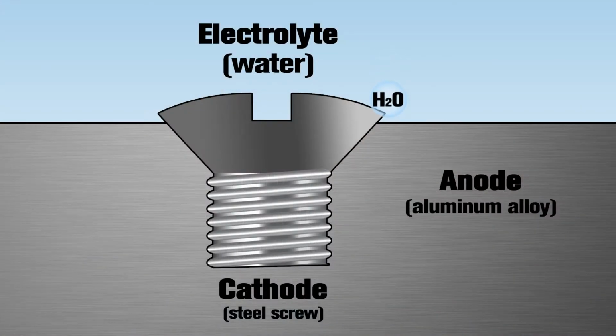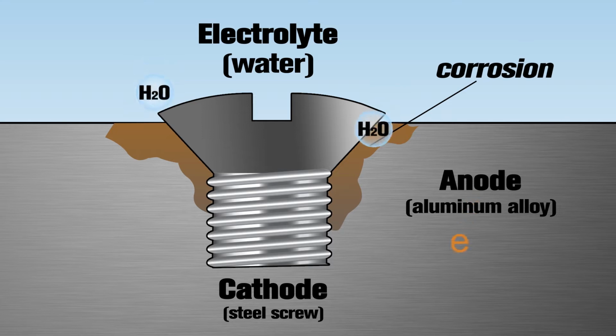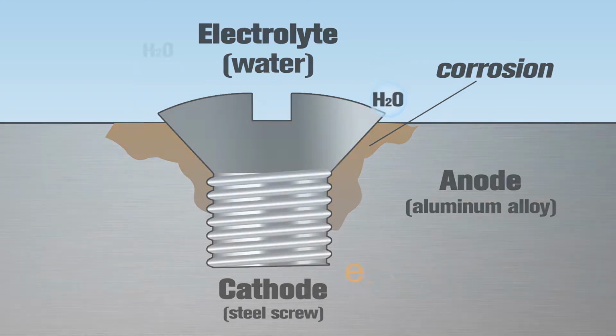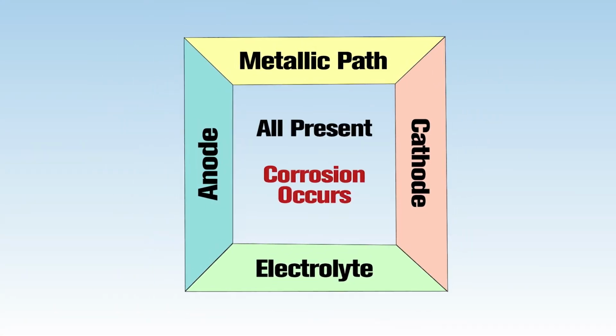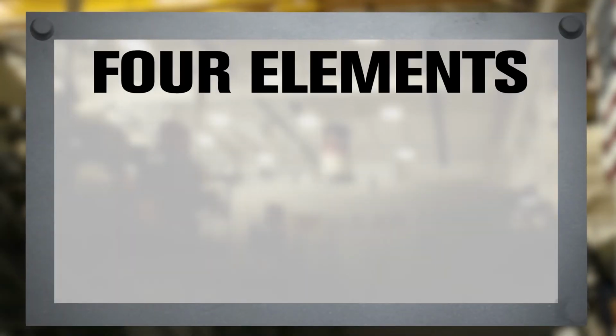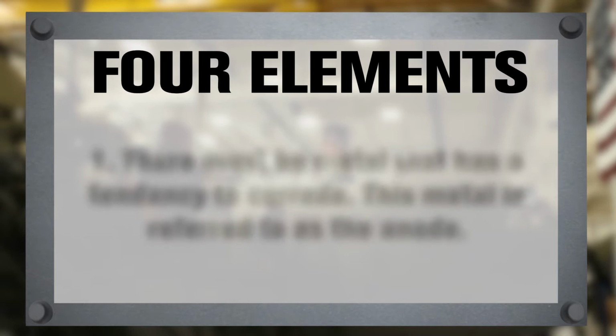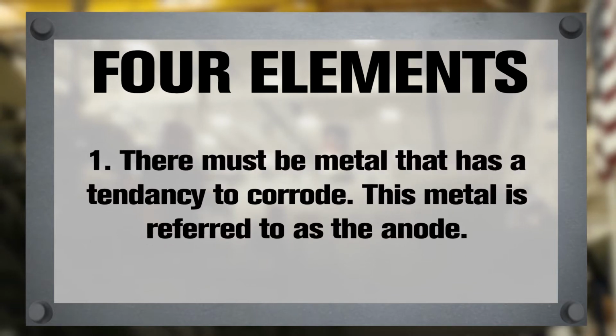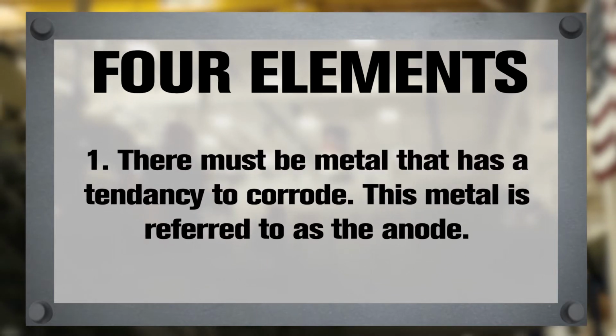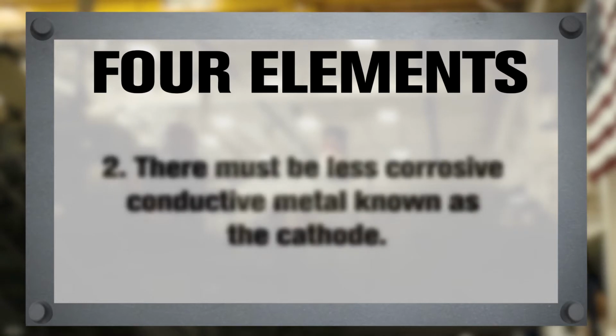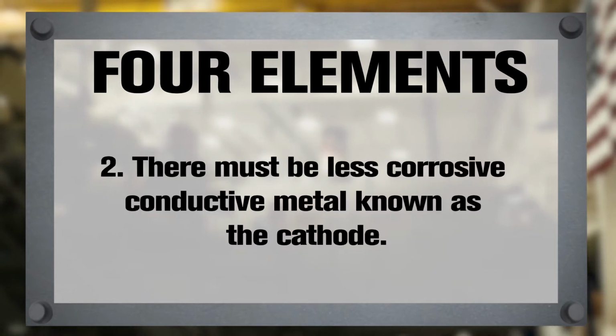So what is corrosion? Simply, corrosion is the deterioration of a material, usually metal or a metal composite, caused by its chemical reaction with the surrounding environment. Four elements must exist for any type of metallic corrosion to occur. First, there must be metal that has a tendency to corrode. This metal is referred to as the anode. Second, there must be a less corrosive conductive metal known as the cathode.